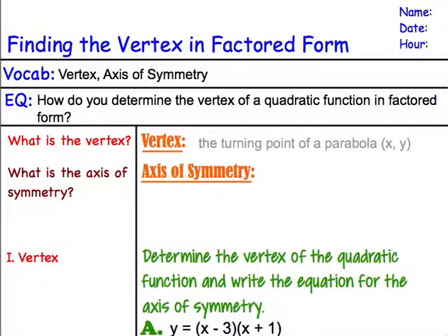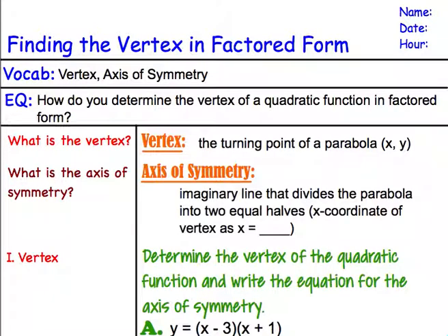If you recall, the vertex is that turning point of a parabola. It's that ordered pair (x, y) at which we change directions from either decreasing to increasing or increasing to decreasing. And the axis of symmetry is that imaginary line that divides the parabola into two equal halves. That's the line I encouraged you to draw in when we were sketching out the graphs last week. The x-coordinate of the vertex is written as x equals, and that is the equation for the line of symmetry.